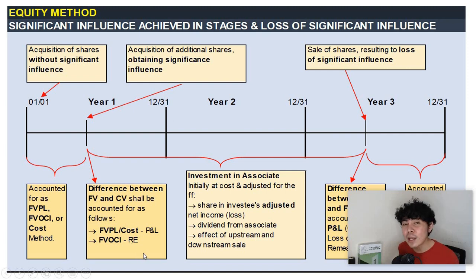Pero kanina, ang ginawa natin is nirecord ko muna siya sa OCI. Tapos, ang gagawin natin, lahat ng nasa OCI, isasara natin diretso sa retained earnings. Kasama na rin yung OCI na nirecord natin on April 1. Lahat yon must be closed to the retained earnings. Pero kung halimbawa daw yung previously held interest mo ay either FVPL or naka-cost model ka, any changes daw between the fair value and carrying value will be recorded in P&L, which is part of the net income computation.